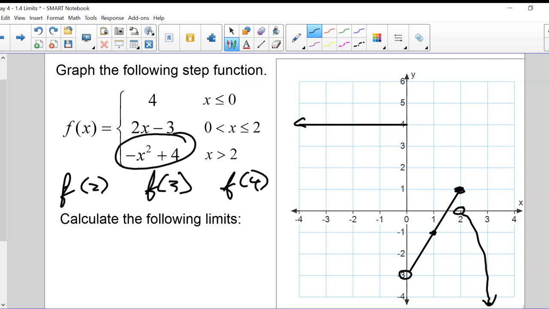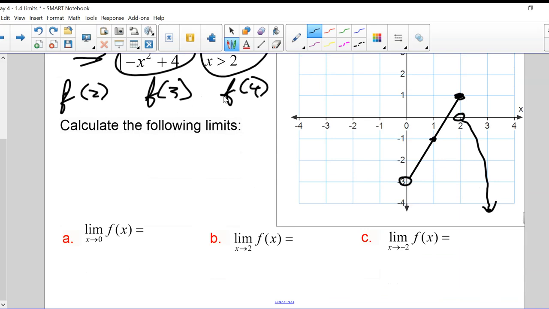Now notice that there are some circles on there which suggest something about what happens at those particular points. So let's just be clear now. At 0, the value of the function is 4. Not minus 3, it's 4. At 2, the value of the function is 1. It's not 0, even though when you put 2 into, for instance, this function right here, you're going to get 0. You have to look at the part of the function that relates to the various parts of the domain. That's what you need to pay attention to.